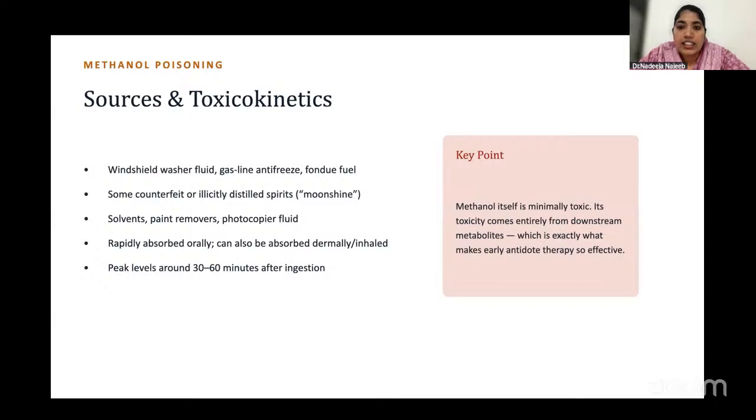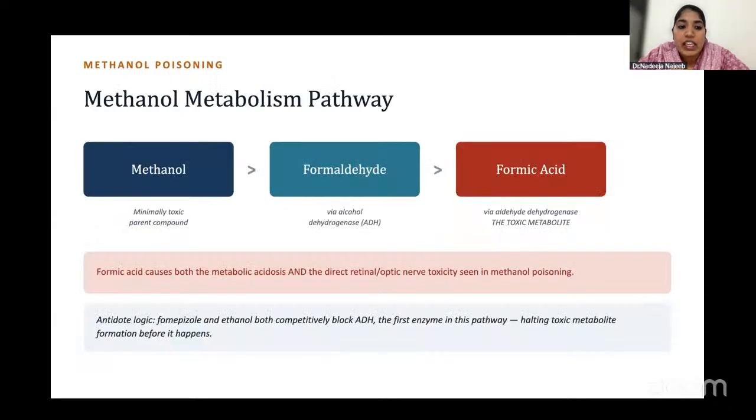The key point here is methanol itself is a minimally toxic parent compound. The toxicity is happening because of its toxic metabolites. Methanol is converted into formaldehyde via alcohol dehydrogenase, and formaldehyde gets converted into its toxic metabolite, formic acid, by aldehyde dehydrogenase. Formic acid causes both the metabolic acidosis and the direct retinal and optic nerve toxicity seen in methanol poisoning.